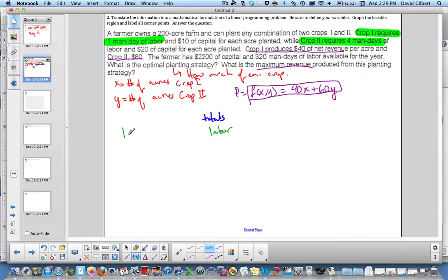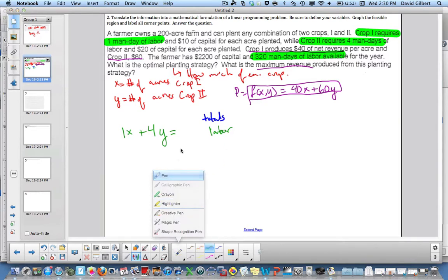So 1 man day times the number of acres of crop 1 plus 4 man days times the number of acres of crop 2 equals how much he has total available: 320 man days. If it was exactly equal, it would be 320. We want less than or equal to 320 because the maximum available is 320. Alright, our next constraint is going to be the capital.